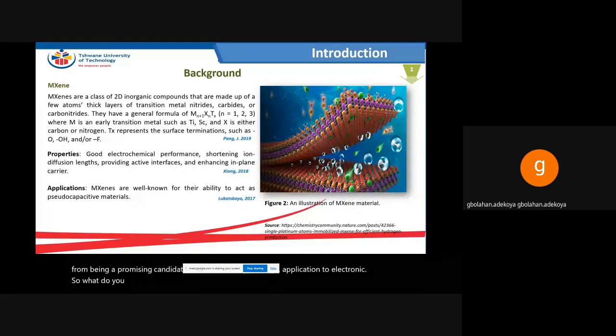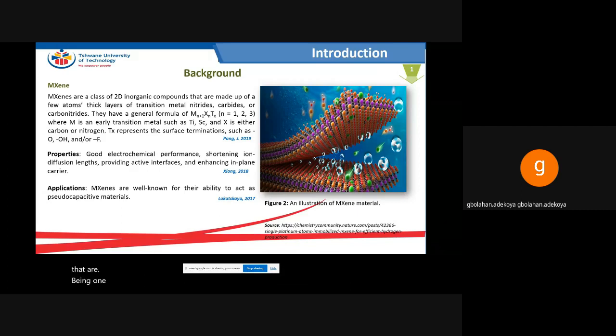So what do we know about MXene? MXenes are two-dimensional materials that are highly investigated for energy storage. Their electrochemical performance is largely influenced by their structural configuration, surface chemistry, morphology, and composition. The potential of MXene is generally for energy storage, which includes supercapacitors and metal ion rechargeable batteries.